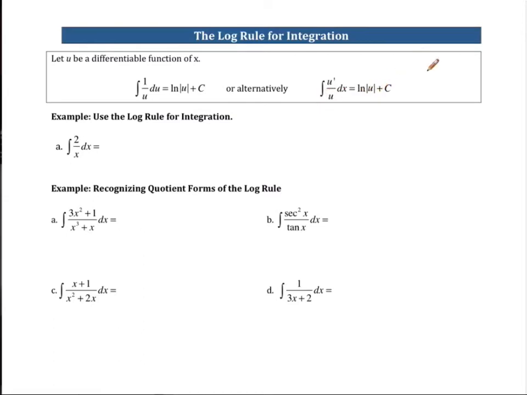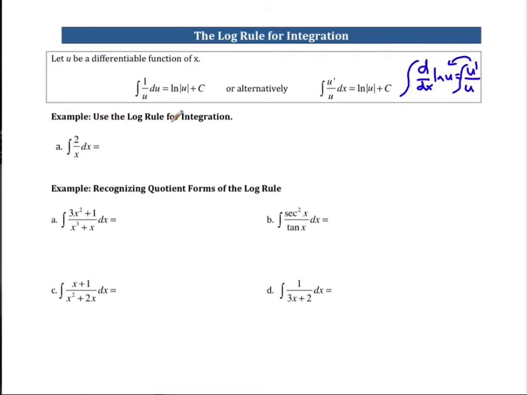So again, we're just kind of undoing that thought. Remember, if we take the derivative with respect to x of the natural log of u, that was u prime over u. And so now we're just going backwards. Okay, so if we take this integral, this is kind of what we get right here.